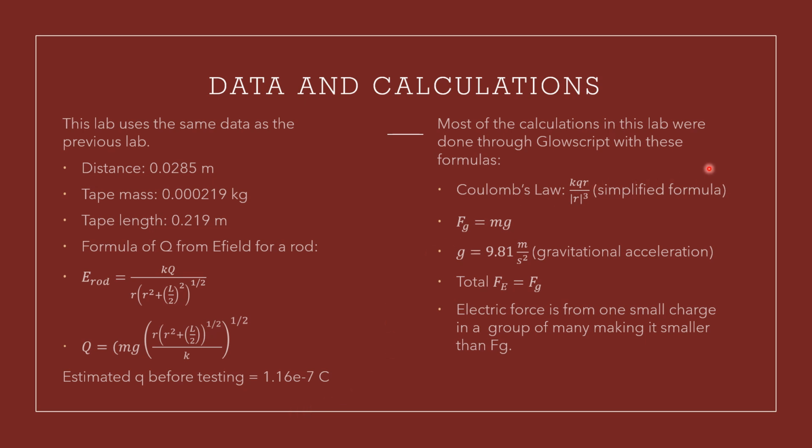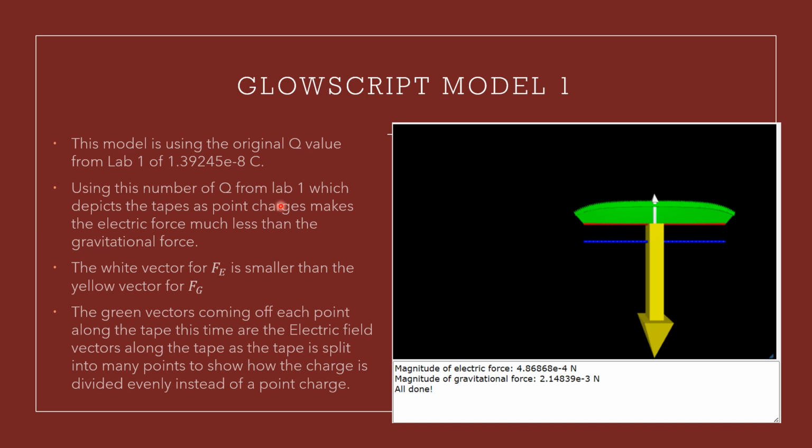Most of the calculations were done through GlowScript with these following formulas. Electric force is also from one small charge in a group of many on this model, making it smaller than Fg initially. Using the original Q value from Lab 1, not the estimated one, is much bigger and it wouldn't work. You wouldn't be able to see a vector here. So this value is used instead, 1.39245 times 10 to the negative 8 coulombs. And this makes the tapes depicted as many line charges, so many electric fields with the green vectors coming out. The vector for Fe is smaller than the vector for Fg, so yellow is bigger than white.